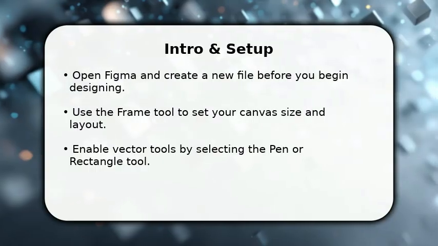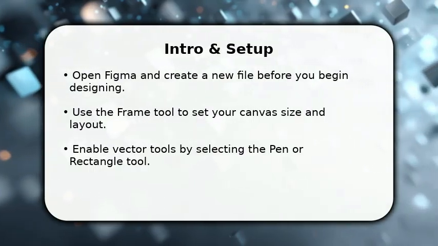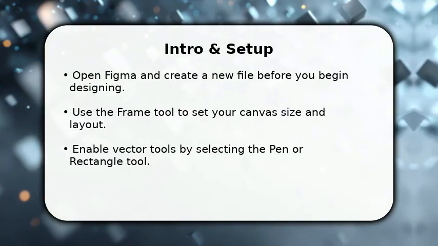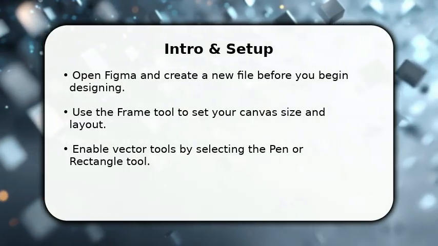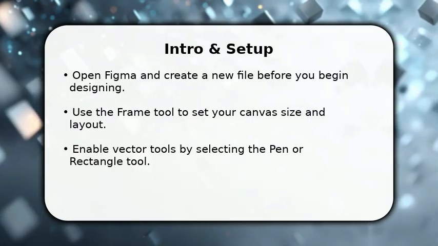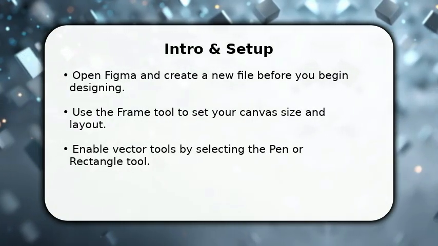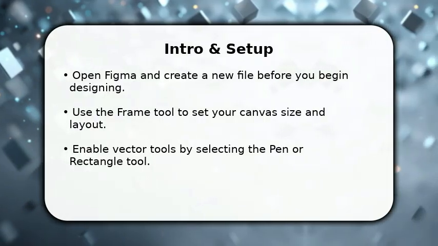In this video, I will show how to get vector in Figma. Open Figma and create a new file, then set a frame sized to your project needs. Use the rectangle or pen tool to draw shapes or import an image to trace. Switch to the vector edit mode to refine points and curves.